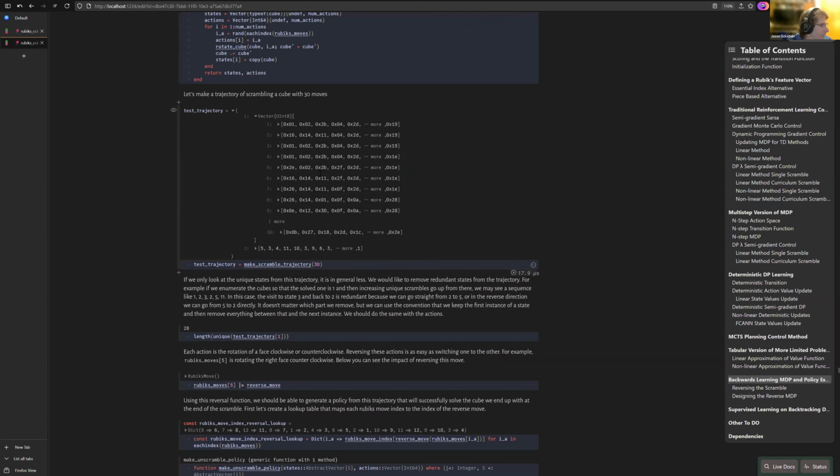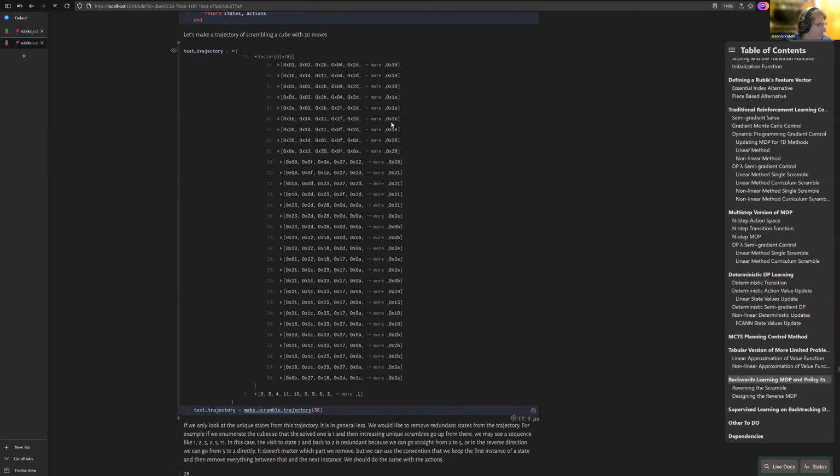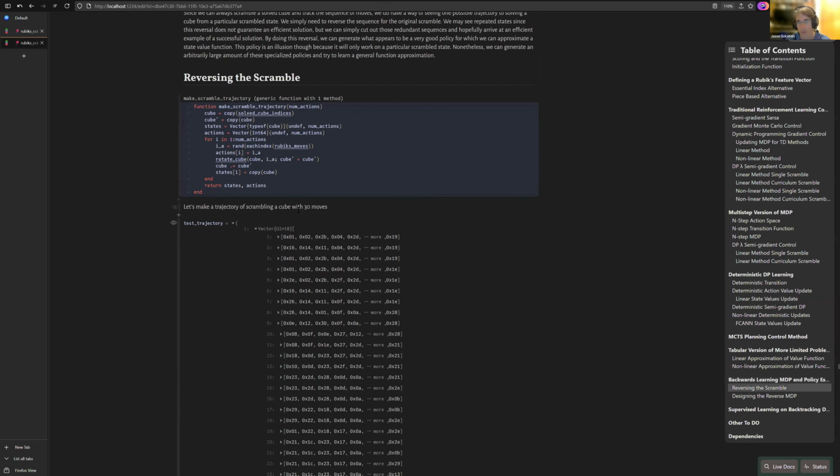So we scramble it for 30 moves. So we have the cube solved. So now here are the moves. We can reverse all these moves and go from scrambled cube to the solved cube.